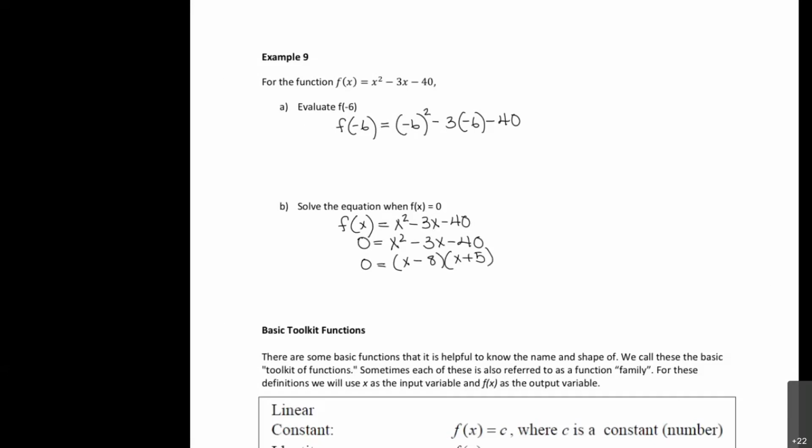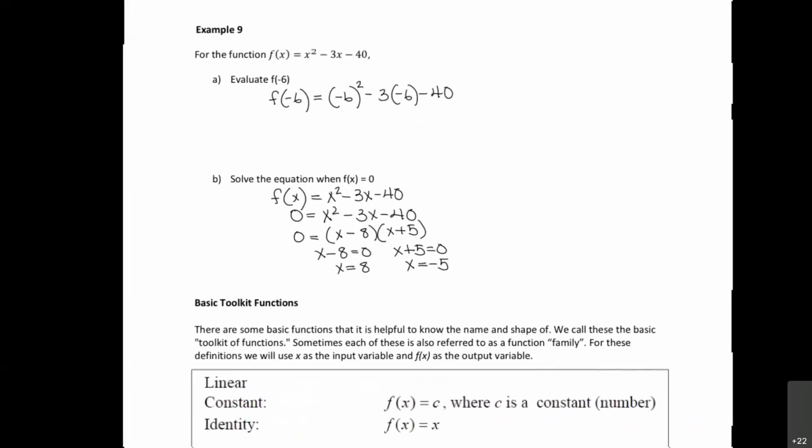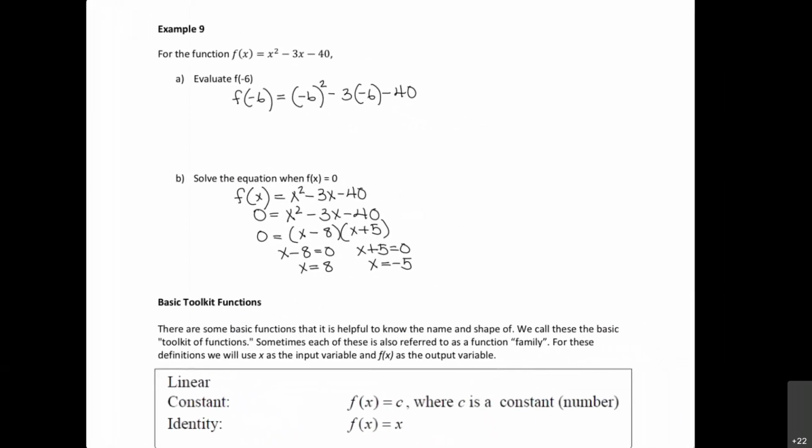Okay, you use the zero product property that says if the product is 0, then one of these has to be 0. And then you just solve each of the linear equations. Okay, so there are two values here that give you a 0 because it's a quadratic. Okay, so there's an example of evaluate and solve.